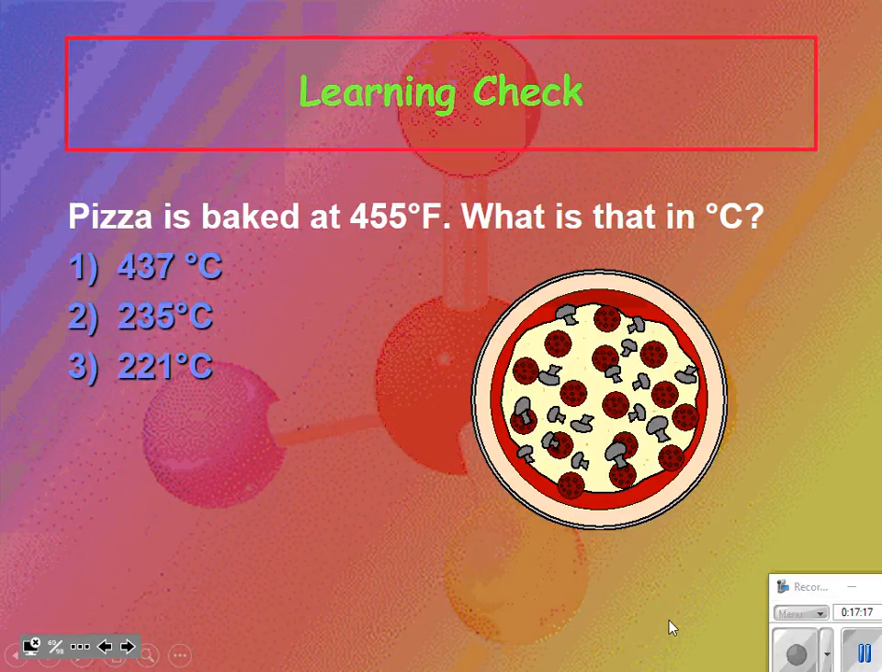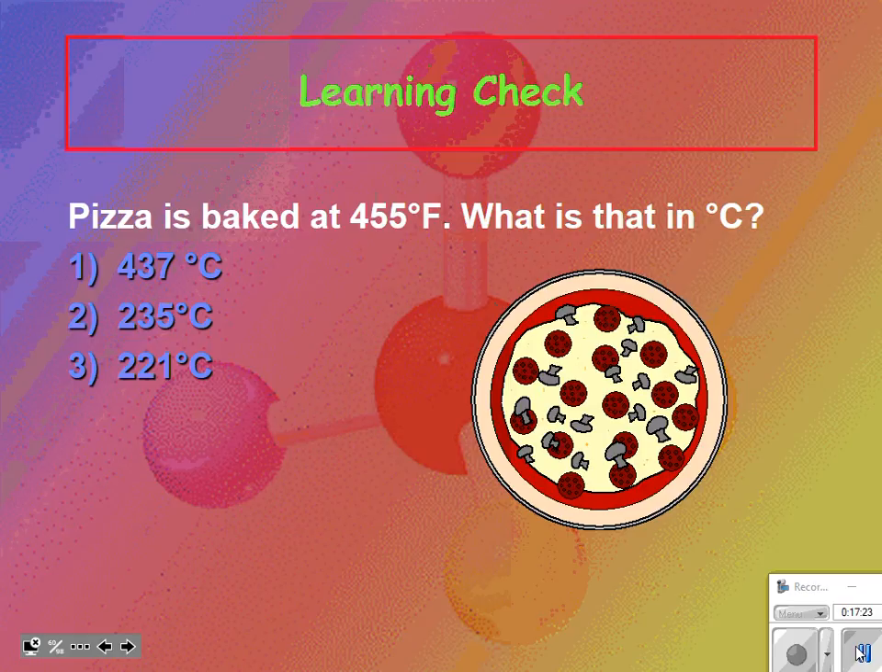A pizza is baked at 455 degrees Fahrenheit. What is that temperature in Celsius? What'd you get for that one? 1, 2, or 3? 2. 235.